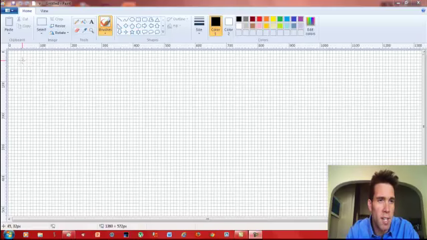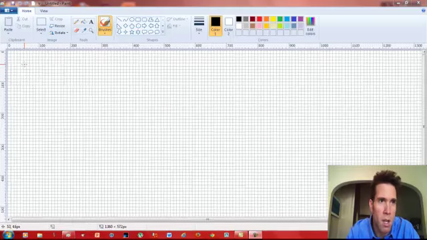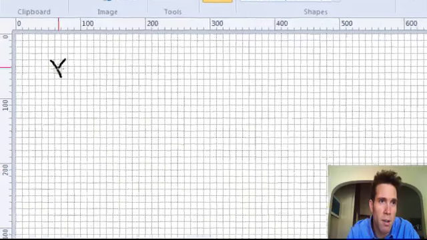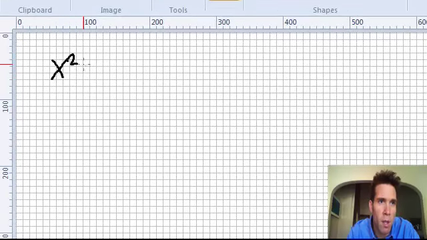Good morning. Today we are going to talk about second degree polynomials, otherwise known as quadratic equations. So we'll use the example today of, let's say, x squared plus 5x plus 6.